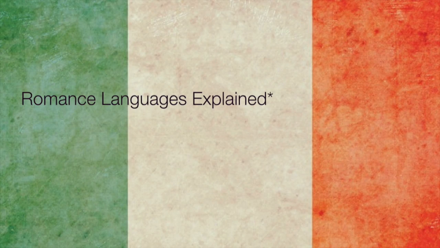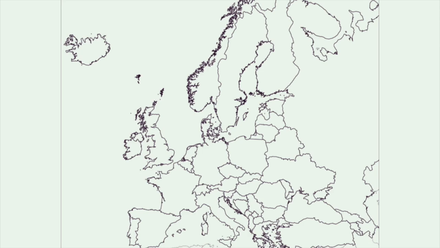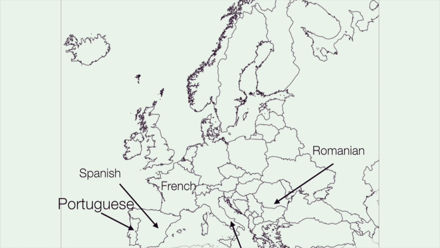Romance languages explained. Explained by me, Java Learn. So, what are the Romance languages? Well, in no particular order, the languages are French, Italian, Romanian, Portuguese, and European Spanish. Mind you, Latin Spanish is a different dialect.